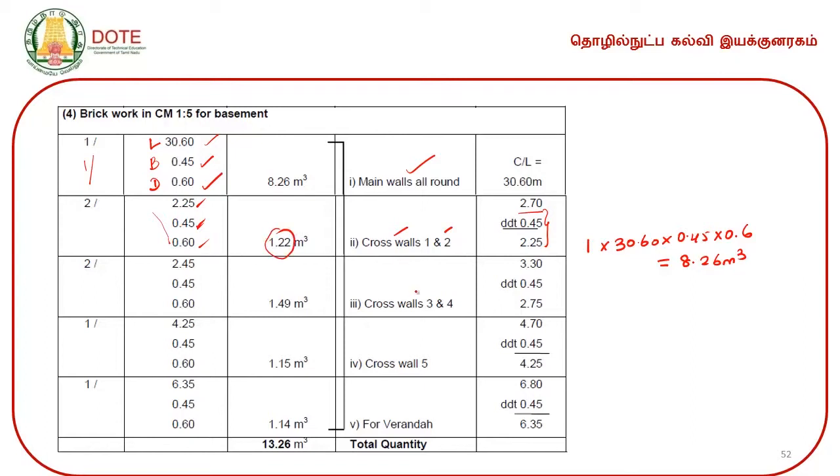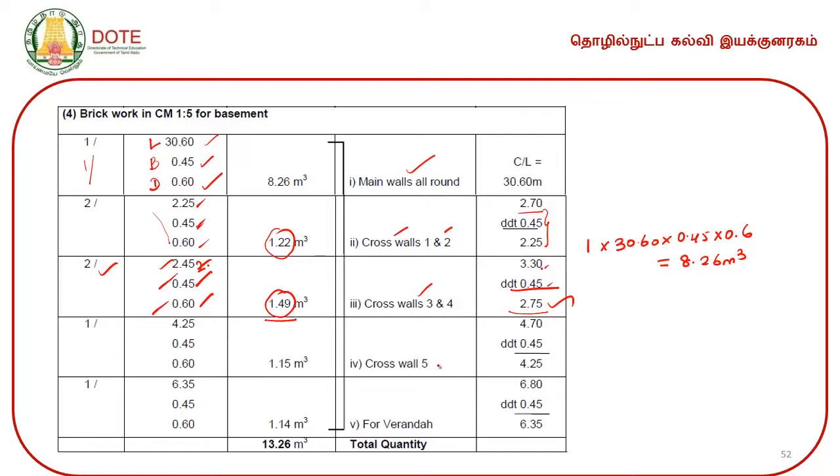The same way cross wall 3 and 4. Cross wall 3 and 4 ஓட length how much? 3.30. அதில் நம்ம ஒரு breadth மைனஸ் பண்ணிக்கலாம். 0.45, basement ஓட breadth, then 2.85, then 2.45. 2.45 into 0.45 into 0.6. Then what is the answer? Multiplying 2 into 2.45 into 0.45 into 0.6, 1.49 m cube.